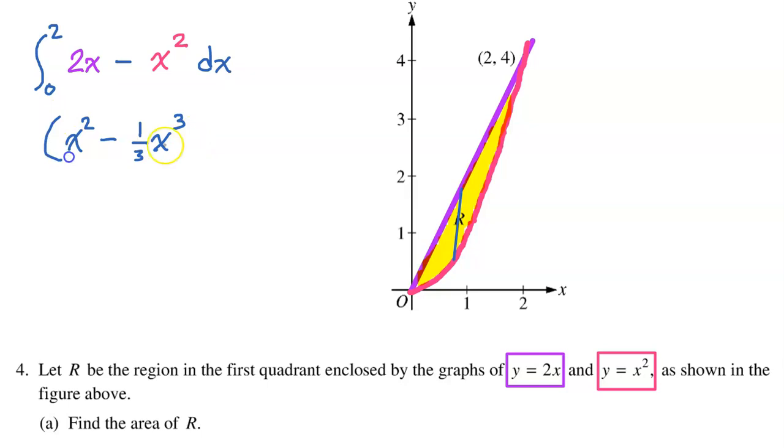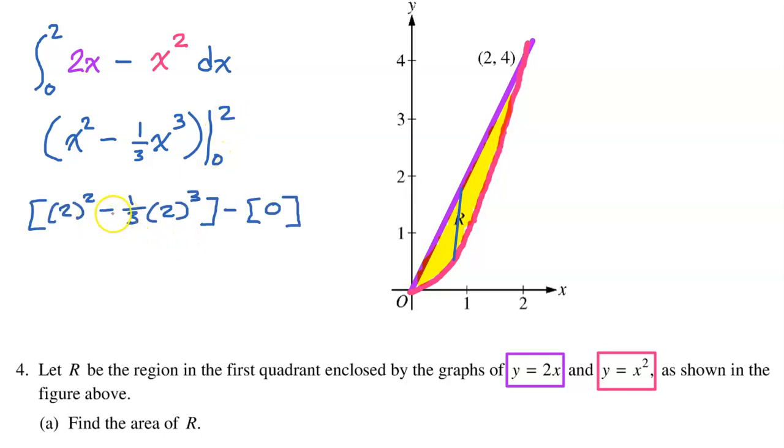Next, we apply the limits of integration from 0 to 2. This tells us to find the value at 2 minus the value at 0. So here is the value at 2, and it's easy to see that if I plug in 0 to both terms, I'm going to get 0. So here's the value at 0. Of course, 2 squared is 4, and 2 to the third power is 8, times 1/3 is going to be 8 over 3. If I make like denominators, this will be 12 over 3 minus 8 over 3, which is equal to 4 over 3.